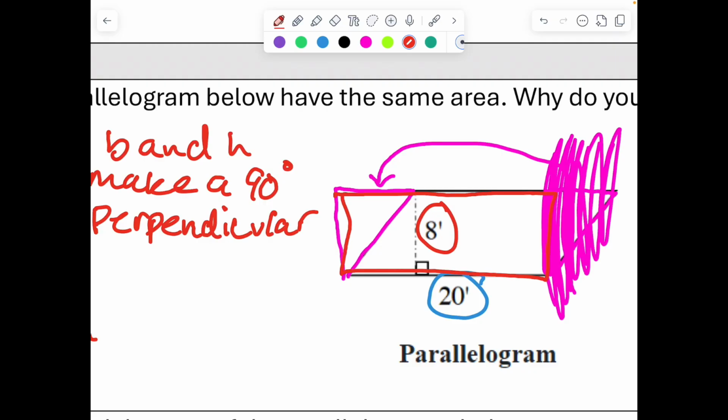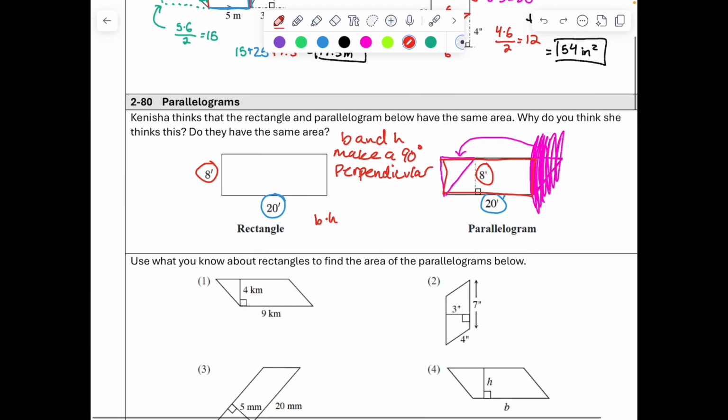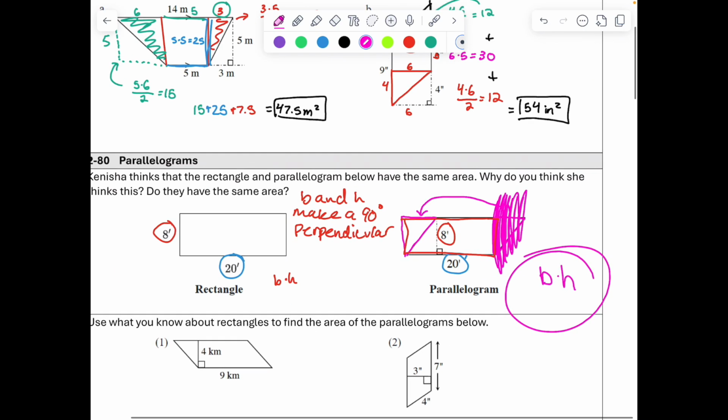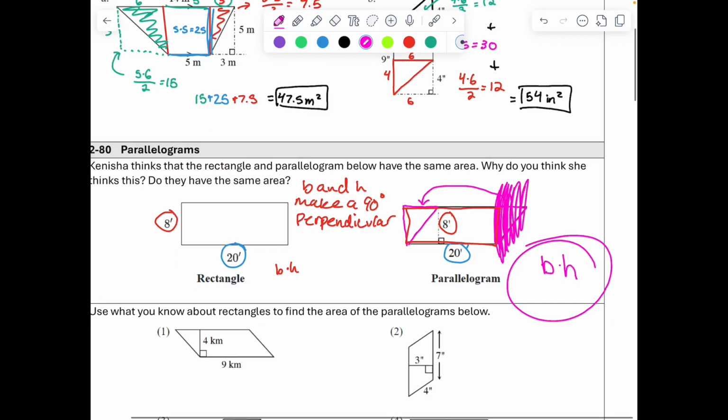What shape do we have here? We have a rectangle with a base of 20 and a height of 8, exactly what we have over here. So really, a parallelogram, if we cut it and move it around but don't change the area, it's the same as a rectangle, okay? So the area formula for a parallelogram is base times height, just like the rectangle.